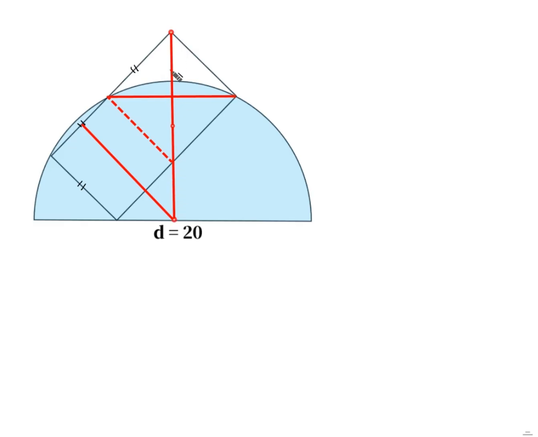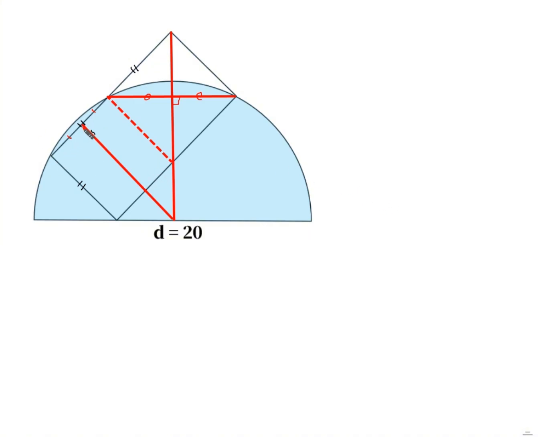Like this. Then we can find these two are the same and 90 degrees. So this is the center of this semicircle. These are also the same. Let's go.